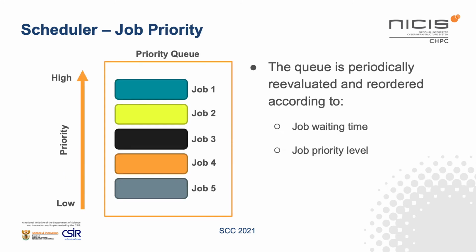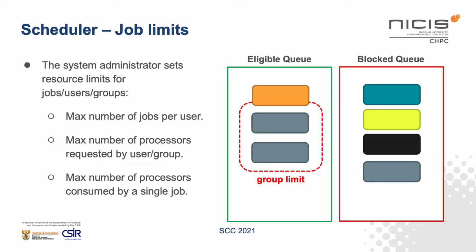Another task of the job scheduler is to assign a priority to each job waiting in the queue. High priority jobs sit at the top of the queue, waiting for compute resources to become available. Every couple of minutes, the job queue is re-evaluated. Adjustments to the queuing order are made based on a number of factors, like how long each job has been waiting in the queue and their assigned priorities.